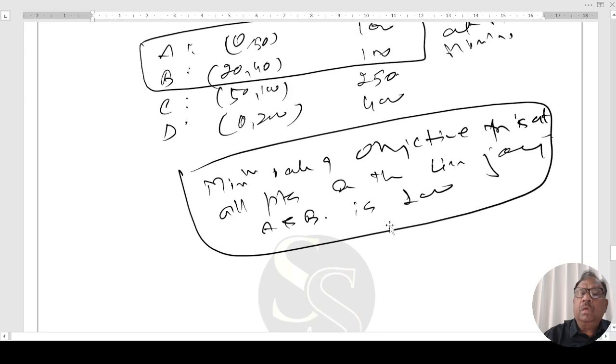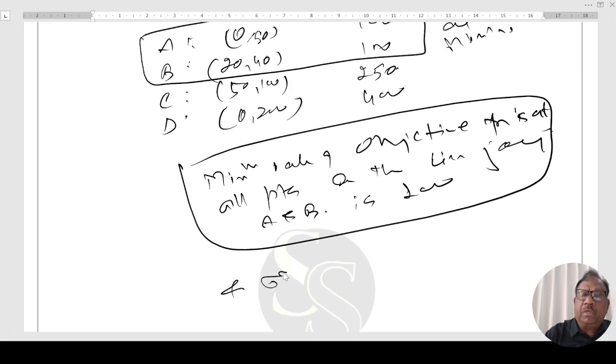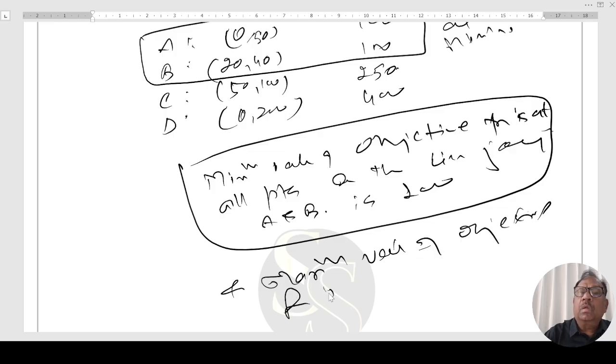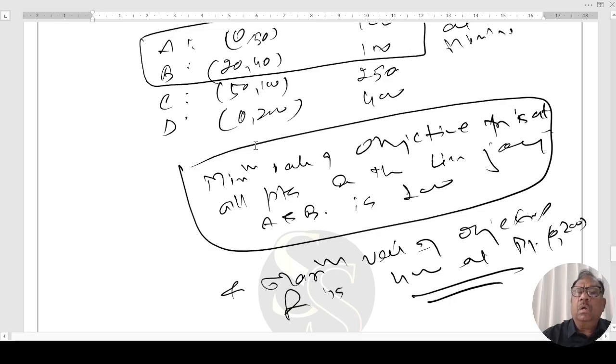And another answer is, maximum value of objective function is 400 at point 0, 200. This is all about.